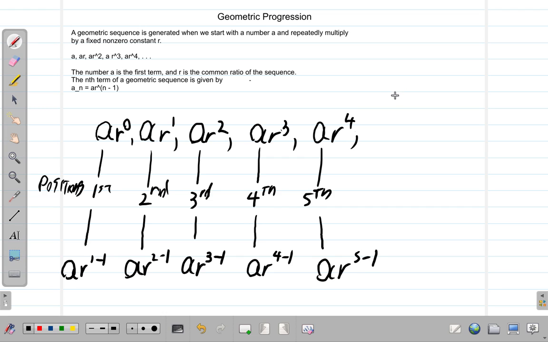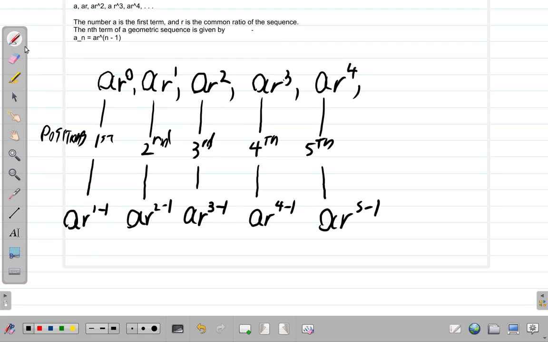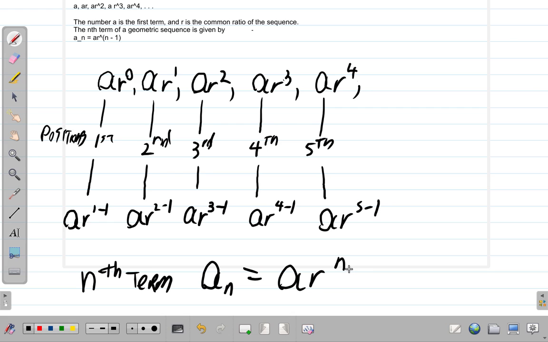So what you have here is the nth term. Now the nth term, you call it A subscript n. It is equal to AR to the n minus 1. Alright? So here the nth term is AR to the n minus 1.